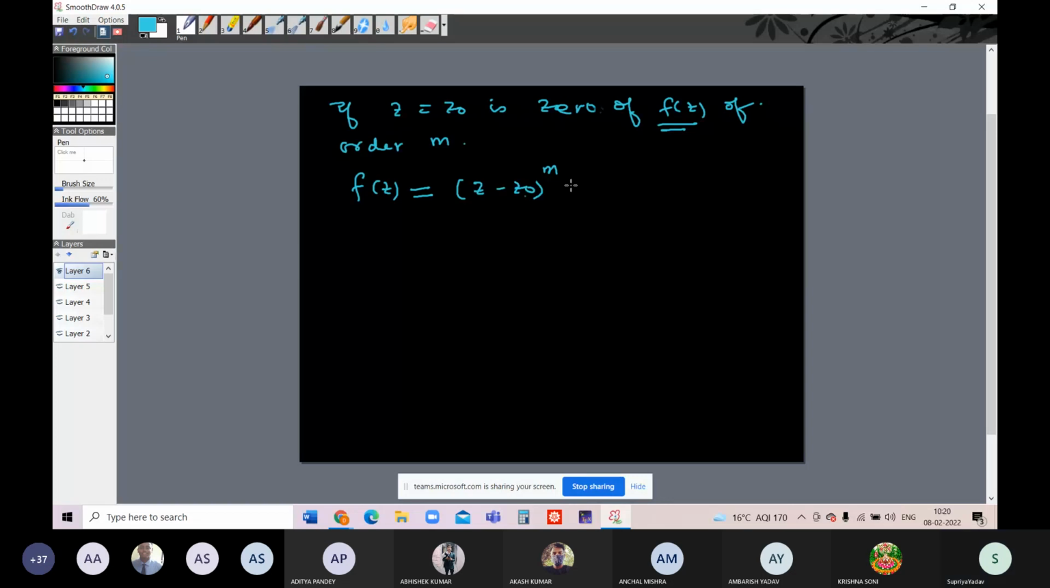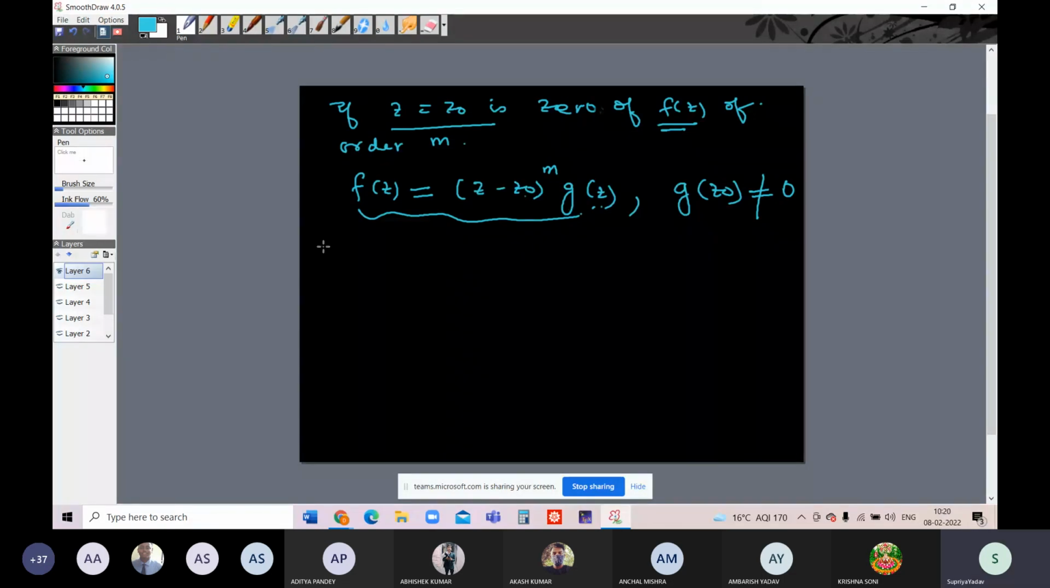times g(z), where this g(z) is also analytic at this point z₀, and provided that this function is not 0 at z = z₀. So if z = z₀ is a zero of this function of order m, we can represent this function f(z) like this. Okay. So it is all about the zeros of the function.